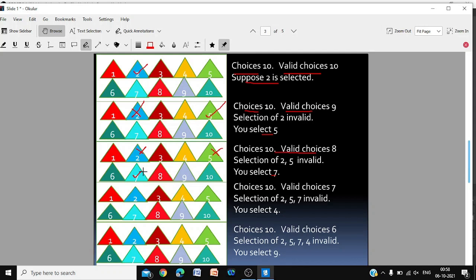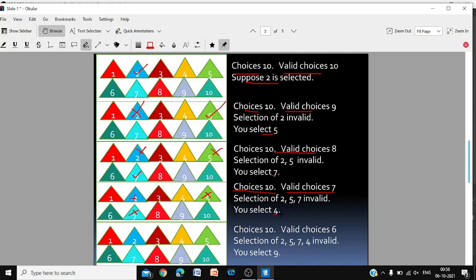Now we come to bag number 4. Still you have 10 choices. Any one of the 10 chocolates you can select. But if you don't want a repetition, then your valid choices are 7 because you cannot select 2, that would be repetition. You cannot select 5, that would be repetition. And you cannot select 7, that would be repetition. So you got 7 valid choices out of total 10 choices.